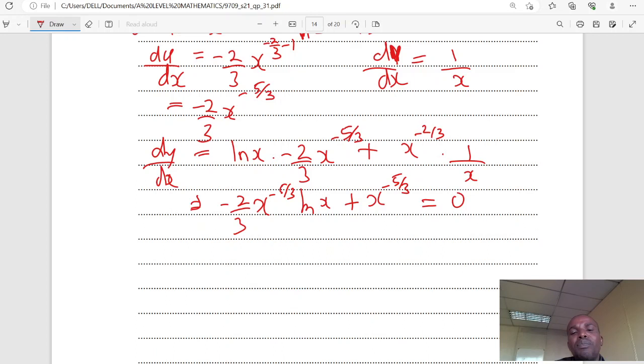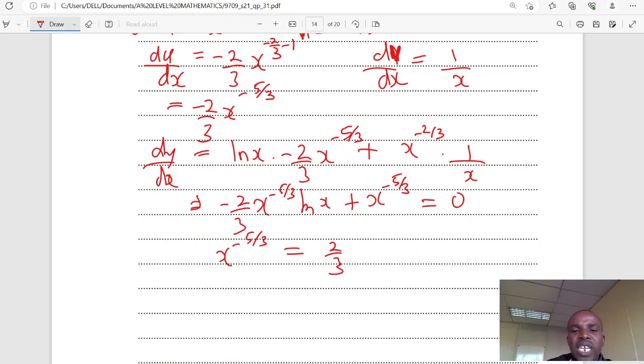Then from this, I can find the value of x in this case, right? So I can collect terms here. I can say x to the power minus 5 over 3 equals 2 over 3. It's better to get rid of, or run away from, the negative values, right? So I can take this to the right side of the equal sign.